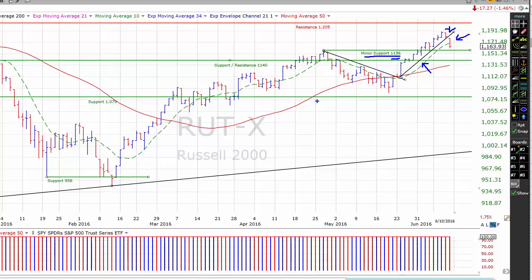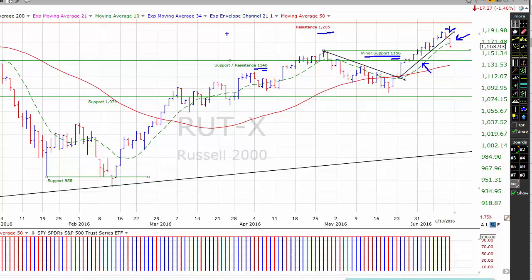That's a fairly minor support area, and it wouldn't surprise me if we undercut that level. The next significant area is going to be down here in the 1140 range. Meanwhile, resistance is going to be up here in the 1205 range. I think the Russell's the key to the market going forward. We'll see if we can hold minor support.